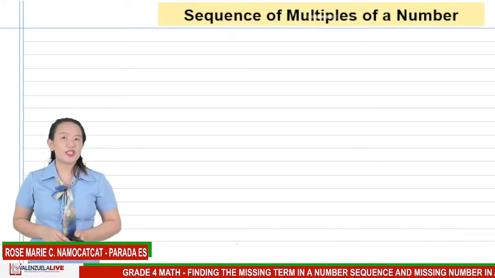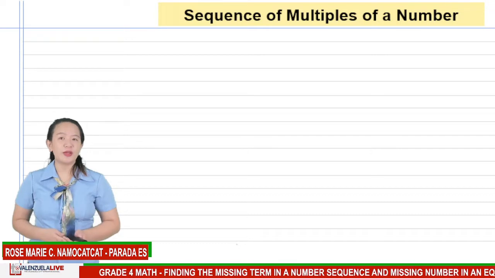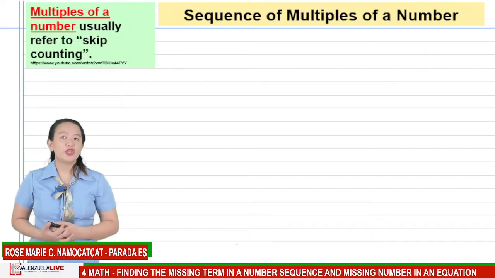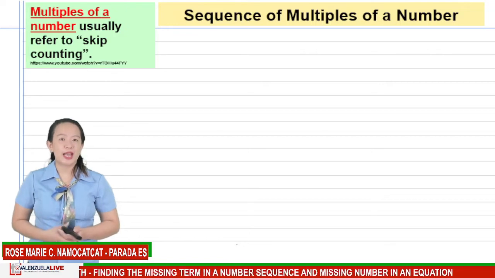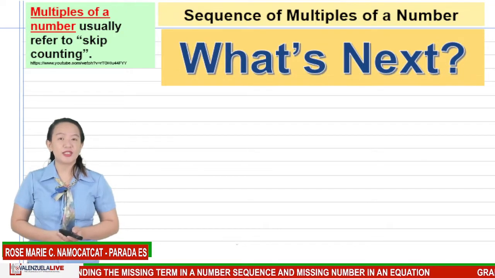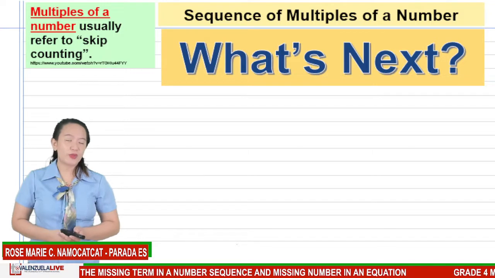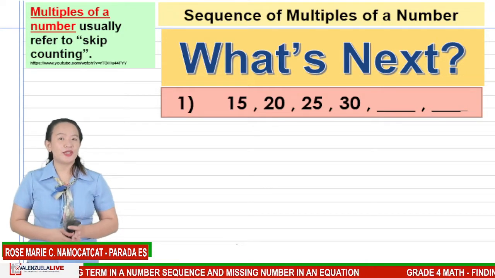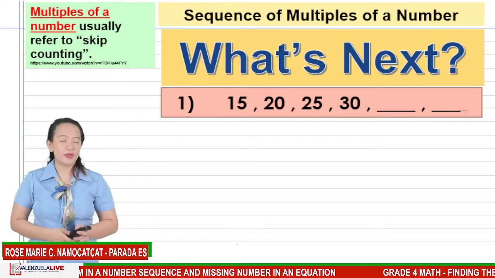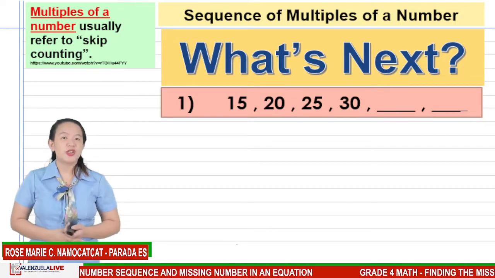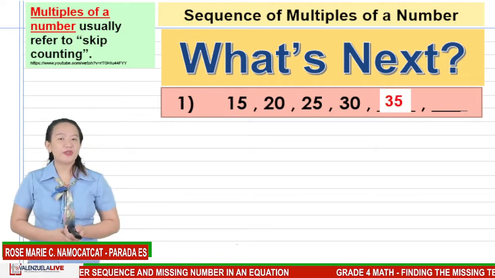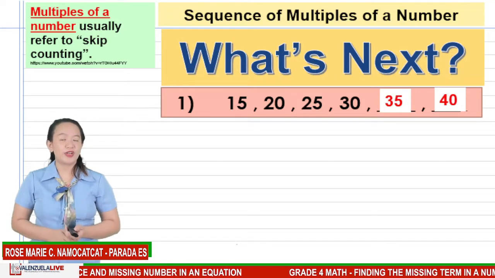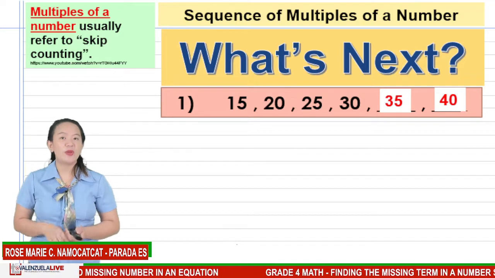Now let's go to the sequence of multiples of a number. When we say multiples of a number, we usually refer to skip counting. So what's next in the sequence of multiples of a number? The first one, 15, 20, 25, 30. What will be the next two numbers? It will be followed by 35 and 40. So how did you get that answer? For number 1, we have multiples of 5.